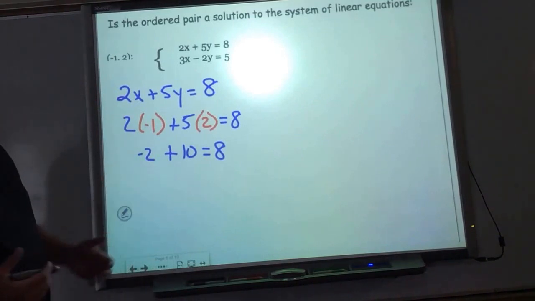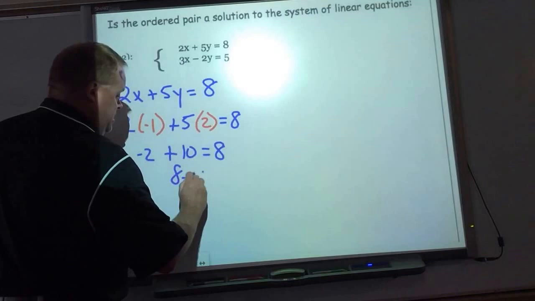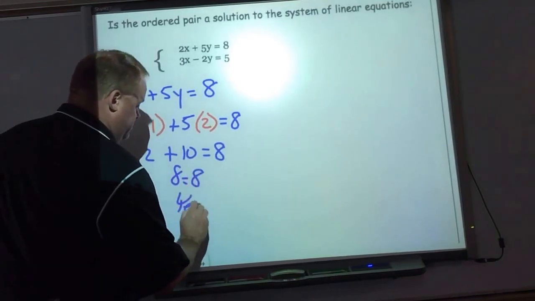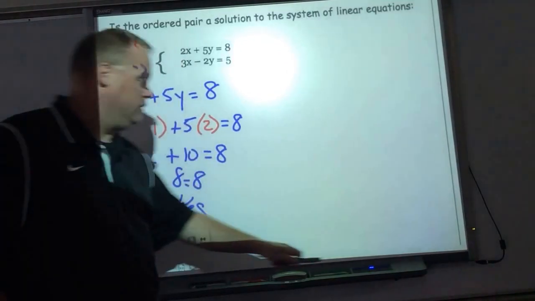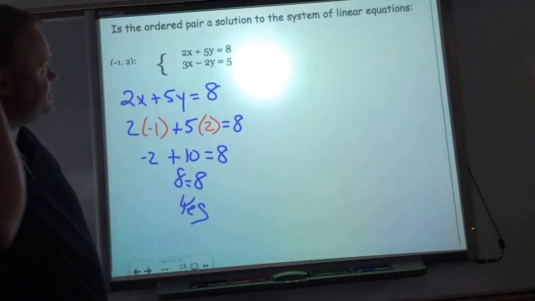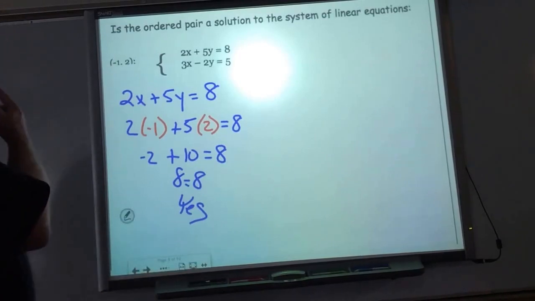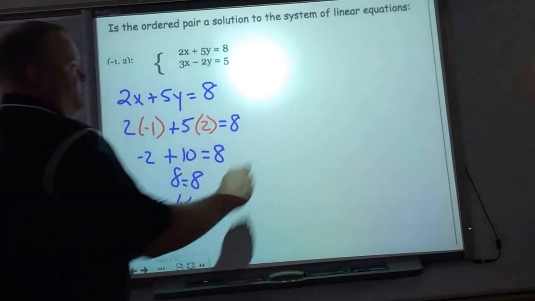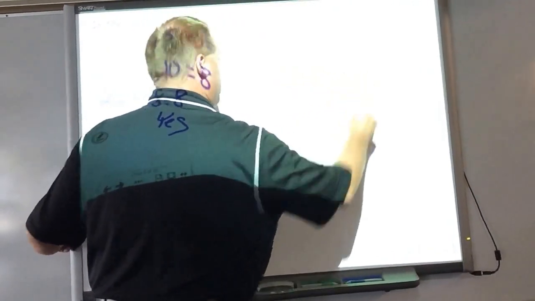Well, -2 plus 10 is 8. And 8 does equal 8, so my answer to this one is yes. It is a solution to the first one. But I don't know if it's a solution to the system yet because I need to do the second one. All right, so the second equation is 3x minus 2y equals 5.